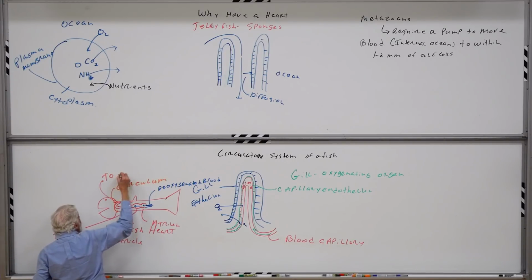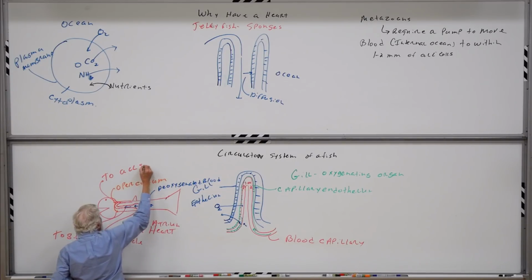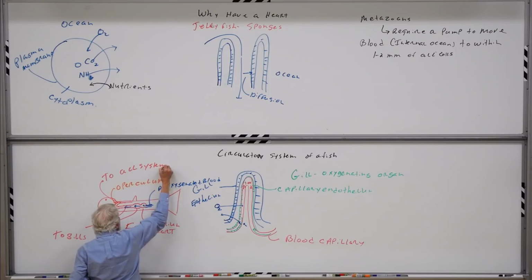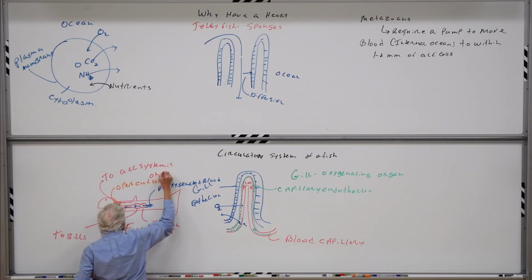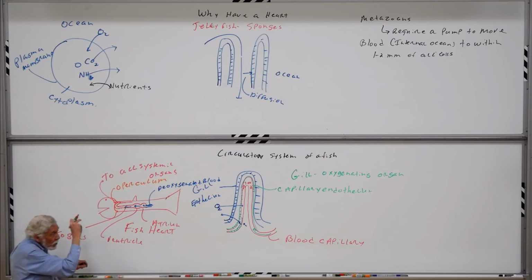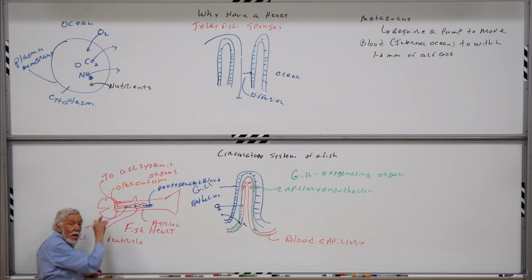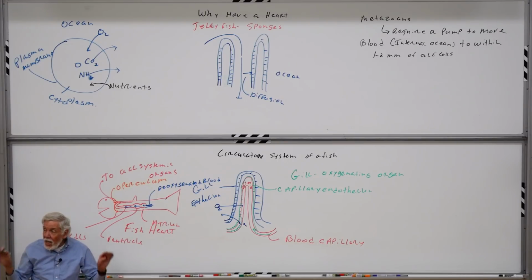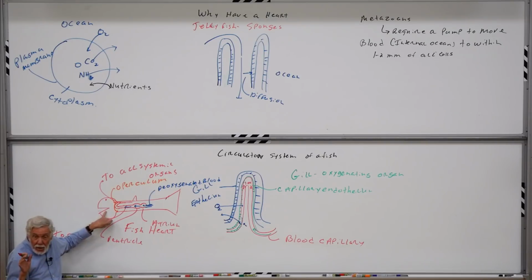This goes to all systemic organs. So the blood that comes through the gills and is oxygenated in the gills, that blood now is distributed to the brain, the liver, the muscle, throughout the animal structure.